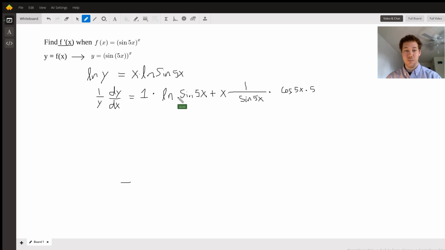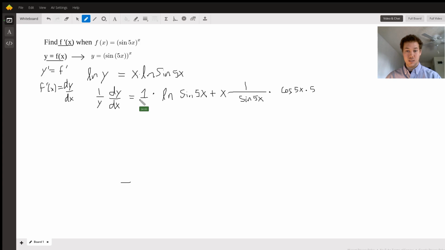Now we're at a spot where we can solve for dy/dx. Remember, we said y is equal to f of x. So y prime, which is f prime of x, what we're trying to find, is equal to dy/dx. So now all we have to do is solve for dy/dx, and that gives us our solution.